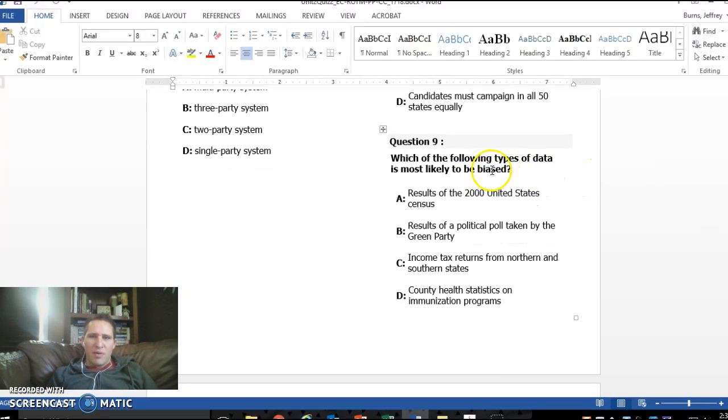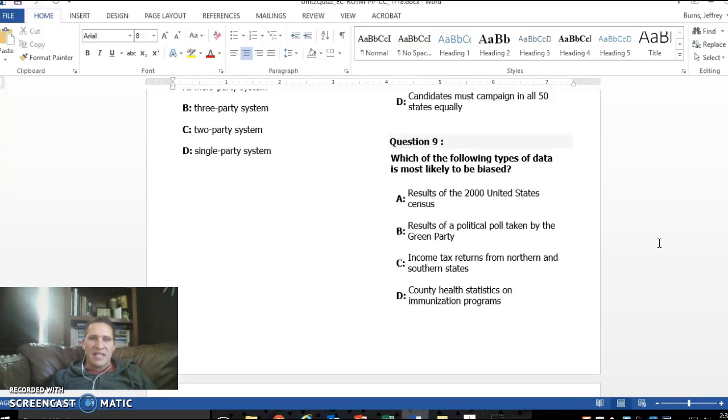Bias. One of our vocabulary words. Remember, bias means prejudice, one-sided, unfair treatment. My example: my dog is better than your dog. It's an opinion based on the fact that Patty is my dog, and you love your dog better than you love my dog, I'm sure.